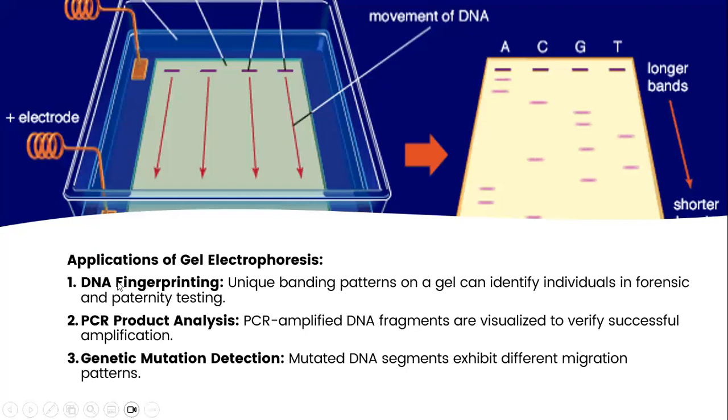So applications of this technology would be DNA fingerprinting. Unique banding patterns on a gel can identify individuals for forensic and paternity testing. PCR product analysis: PCR-amplified DNA fragments are visualized to verify successful amplification. Genetic mutation detection: mutated DNA segments exhibit different migration patterns.